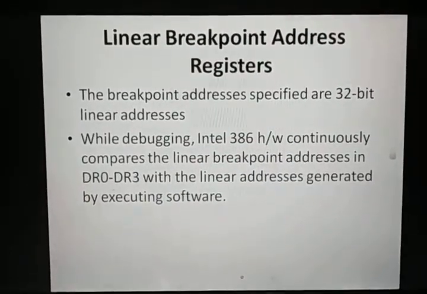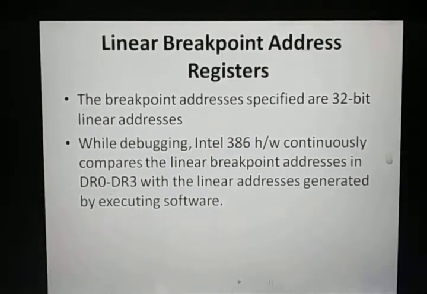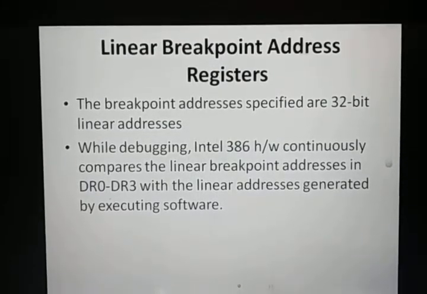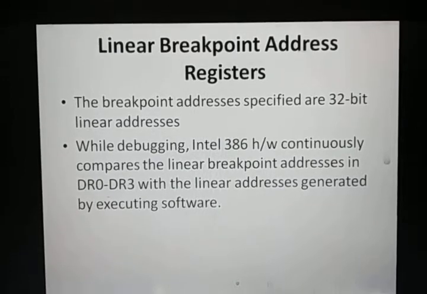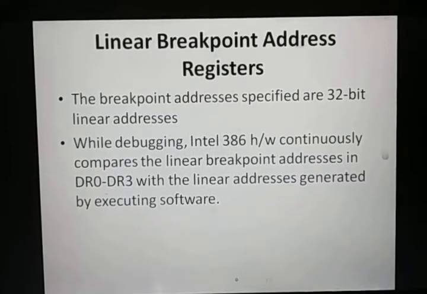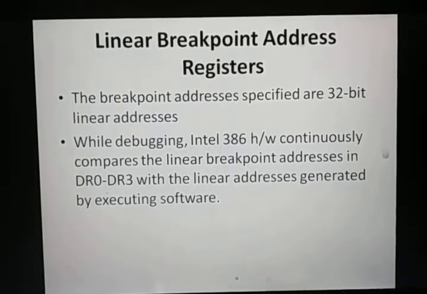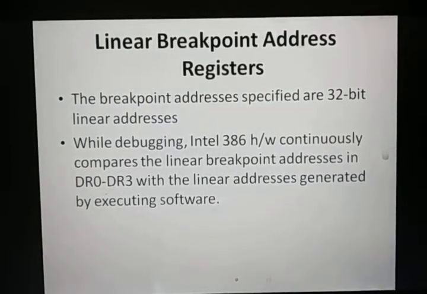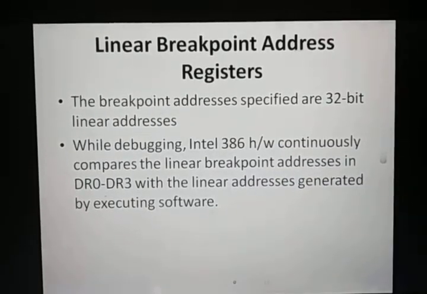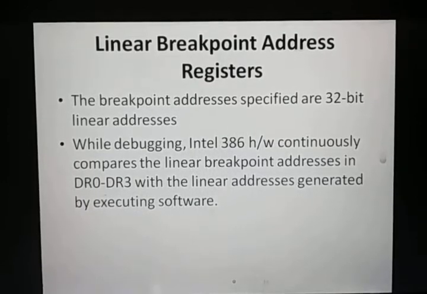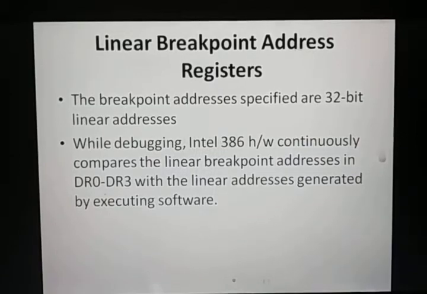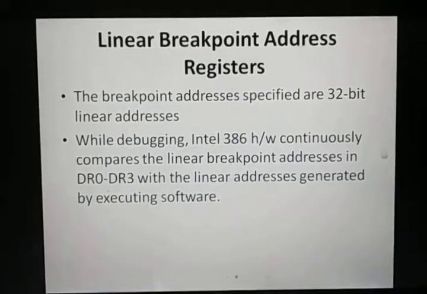Then the linear breakpoint address registers. The breakpoint addresses specified are 32-bit linear addresses. While debugging, the Intel 386 hardware continuously compares the linear breakpoint addresses in DR0 to DR3 with the linear address generated by executing software. So basically we generate the breakpoint and implement it in code. The processor continuously compares these with the predefined breakpoint conditions contained in the DR0 to DR3 registers.